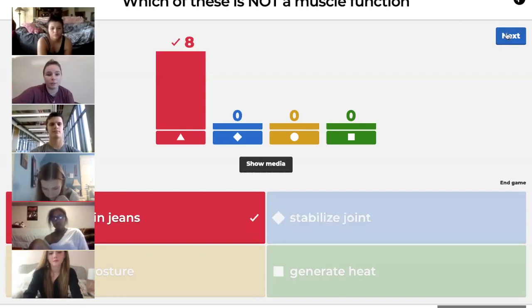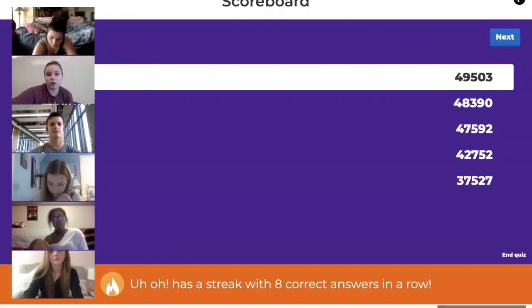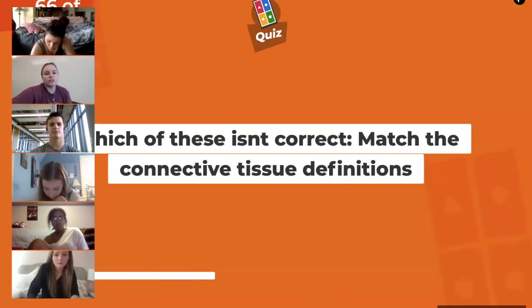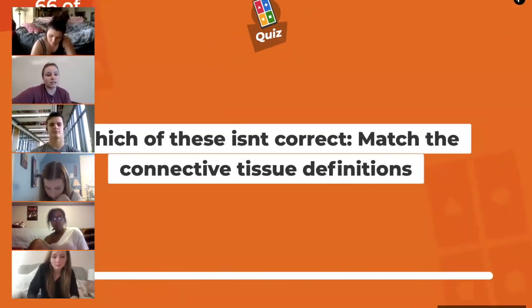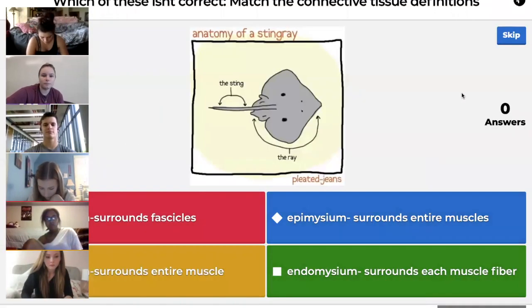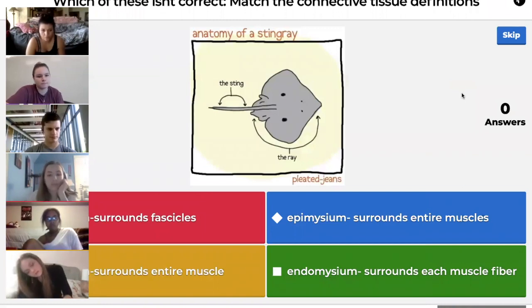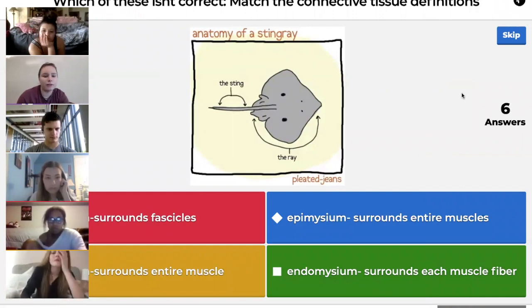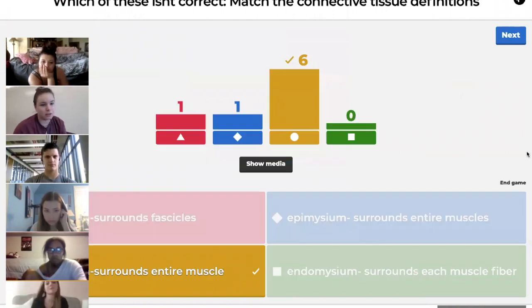Sorry, I feel like I've not been speaking correctly today. It's challenging. I'm stuttering. Which of these isn't correct? Match the connective tissue definition. I feel that so hard. I just want to lay down. It's like every 2 minutes I'm like, can I quit? Is it time? My attention span is really short today.